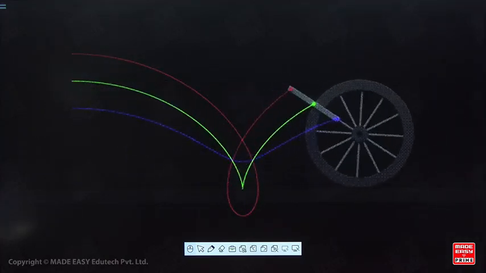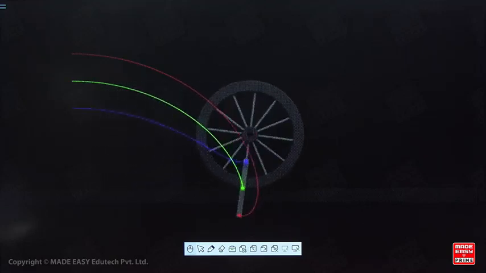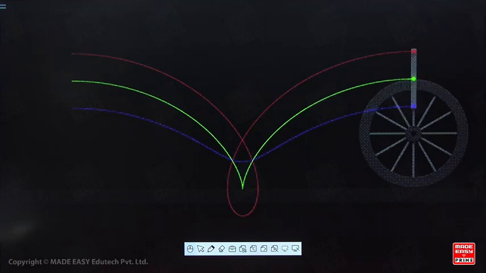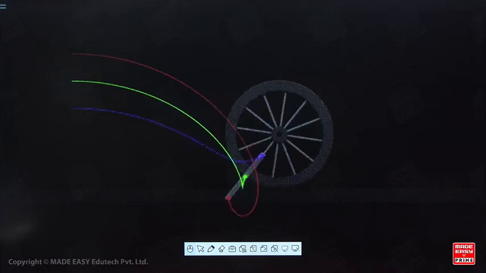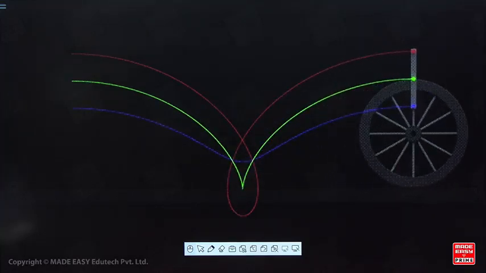Now just look at this figure or the animation. Now you can see that a wheel is rolling, pure rolling is there, and there are 3 points. One point which is lying on the circumference, which is shown by the green color. One which is lying inside the circle, which is shown by blue color, and one lying outside, which is shown by red color.